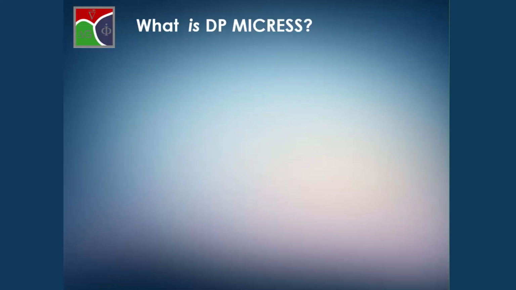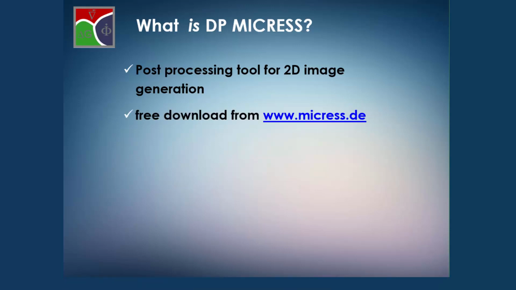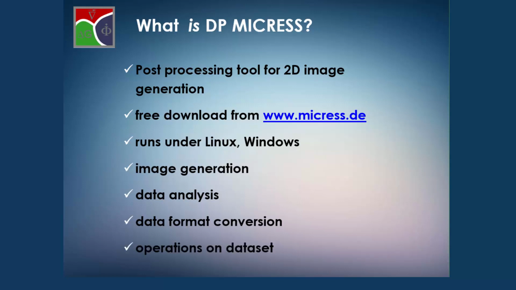Since this tutorial focuses on DP Micress post-processing, some general information about this tool shall be given. As already mentioned, it is a post-processing tool for 2D, which can be downloaded from the Micress website for free. It runs both under Linux and Windows and generates images, data analysis, and data format conversion. Last but not least, it enables operations on datasets.